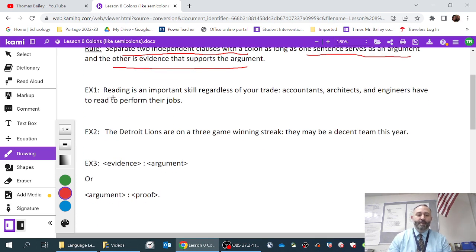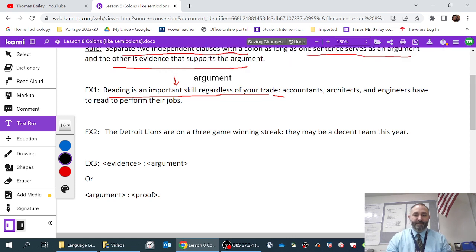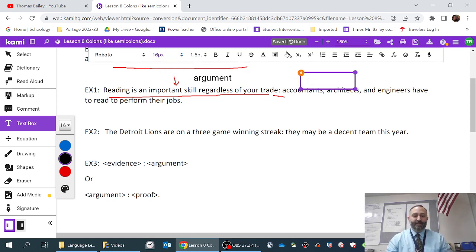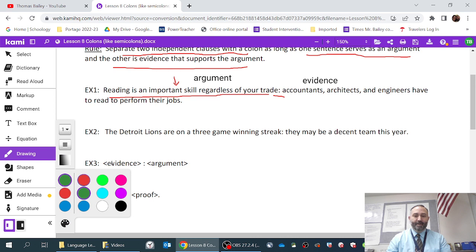So in example 1, reading is an important skill regardless of your trade, colon, accountants, architects, and engineers have to read to perform their jobs. So this one right here is without a doubt the argument that's being made, okay? Now on this side, accountants, architects, and engineers have to read to perform their jobs. This is evidence that is used to support the previous sentence. Now, complete sentence on this side, complete sentence on this side. One is argument, one is evidence. In this particular case, then, using a colon is the way to go.